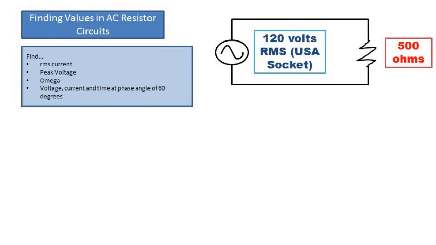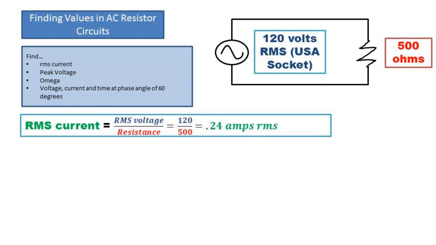It's time for us to go over how a resistor in a circuit works in alternating current. In this video we'll be finding the RMS current, the peak voltage, omega, and the voltage, current, and time at a phase angle of 60 degrees. Let's first find the RMS current.